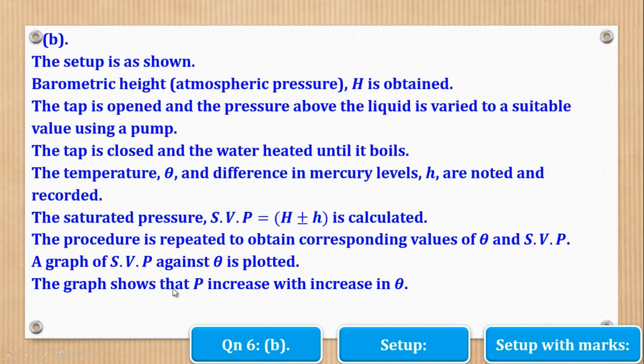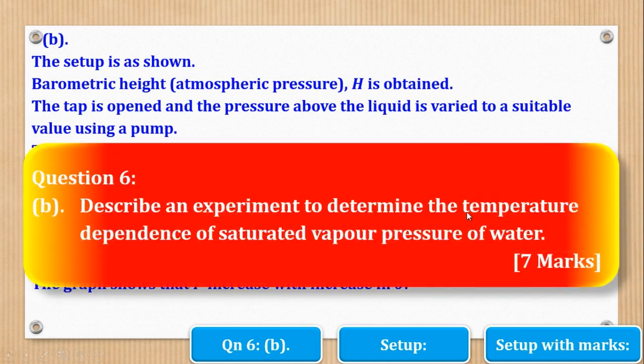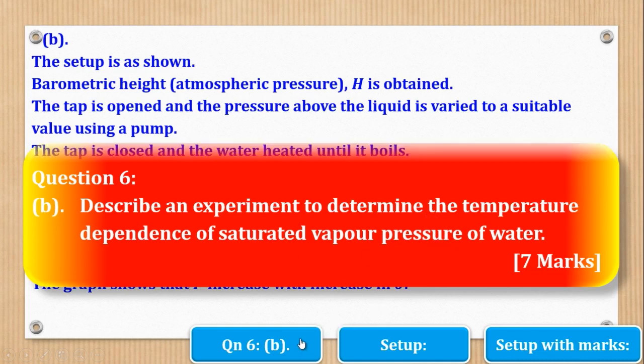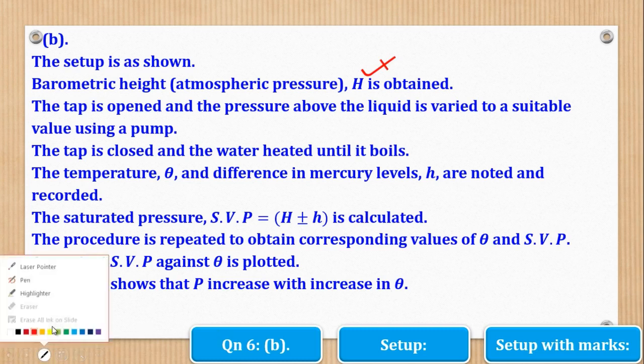Now this graph shows that P increases with increase in temperature. So basically that's what they wanted in this Roman, because they wanted us to get the temperature dependence of saturated vapor pressure. It shows that as saturated vapor pressure increases, the temperature also increases. So now let's see how marks can be awarded. One is for you to calculate the atmospheric pressure.